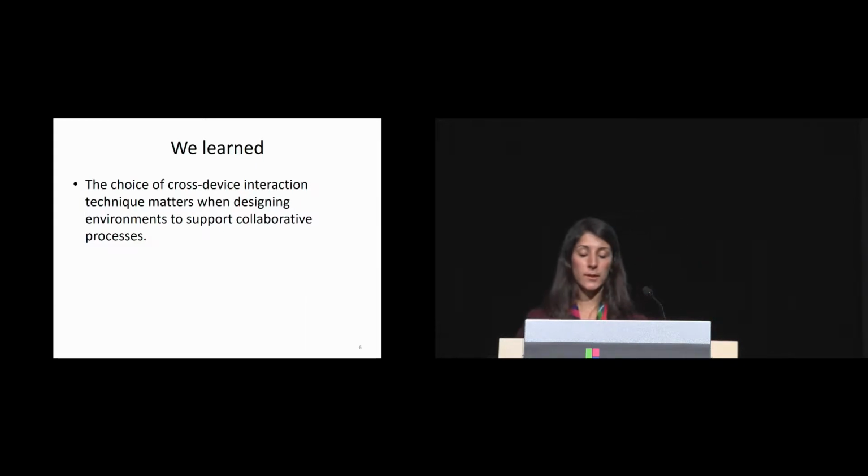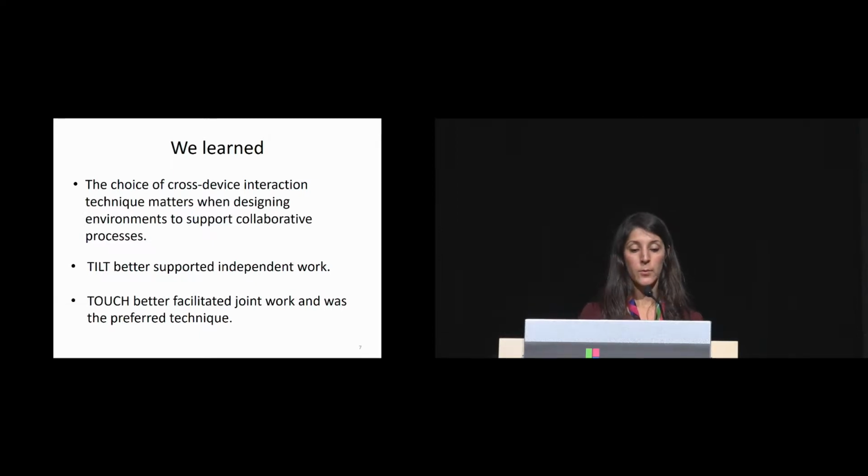So this is what we learned. We learned that the choice of cross-device interaction technique does matter when designing environments to support co-located group work. We also learned that despite the benefits that tilt offered for accessing out-of-reach data, touch was the preferred technique. Our qualitative data analysis also revealed two key features of touch that facilitated tightly joint work, and I will talk about that later in my talk.